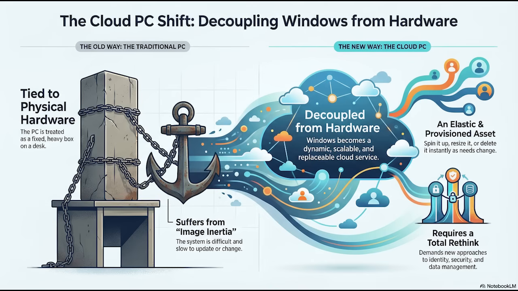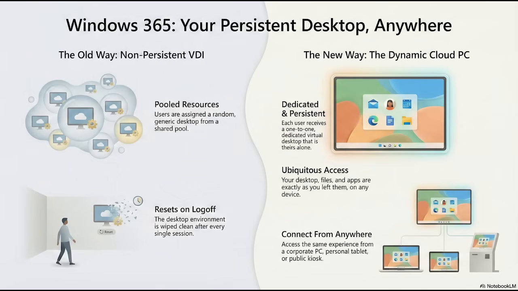Okay, so let's start with the practical side of this decoupling philosophy. The document calls it the dynamic cloud PC. What does that actually mean for the person sitting down to do their work? It means, first and foremost, total reliability and persistence. And this is a really crucial distinction from older VDI models. Right, where you might get a random desktop from a pool. Exactly. A non-persistent pool where your desktop resets every single time you log off. Here, the Cloud PC is a dedicated, persistent virtual desktop. It's assigned one-to-one with the user.